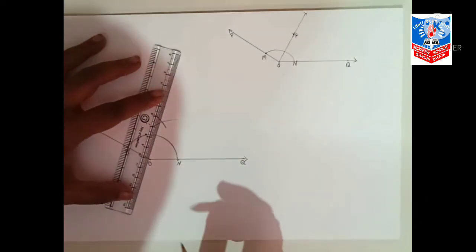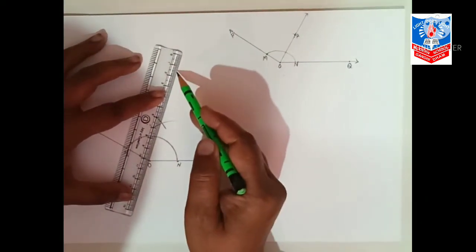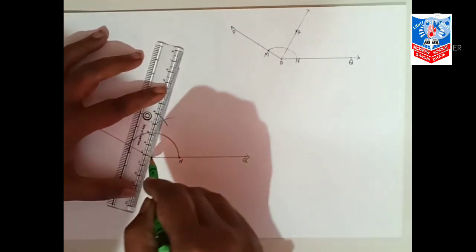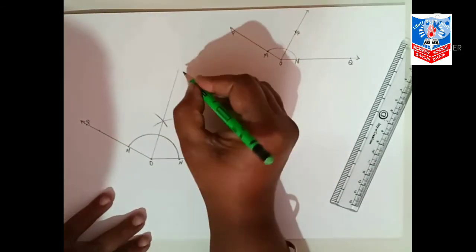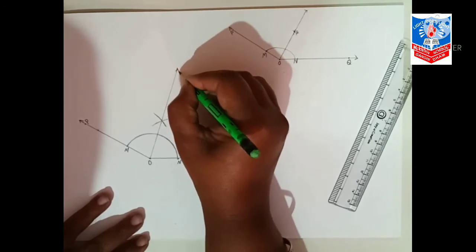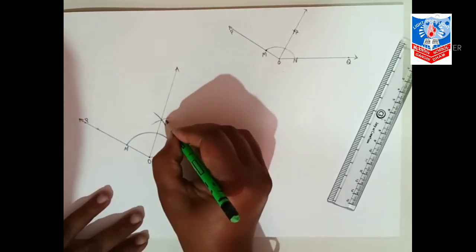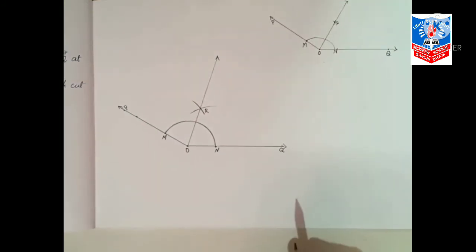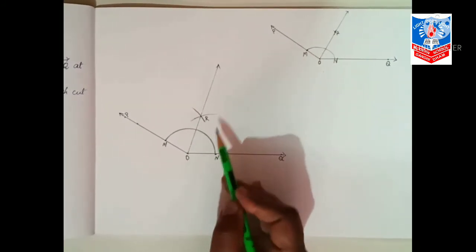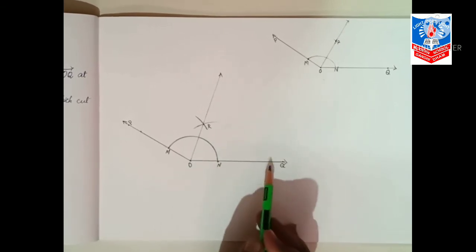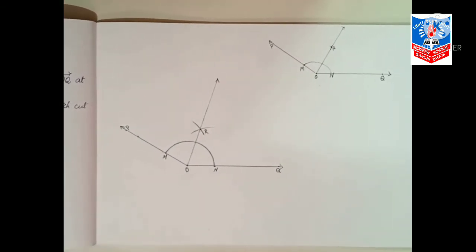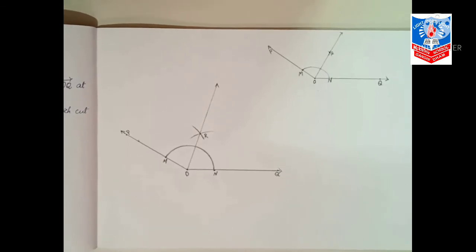Now draw a line here. Give the point R. Now OR is the bisector of angle POQ of 147 degrees. Understood?